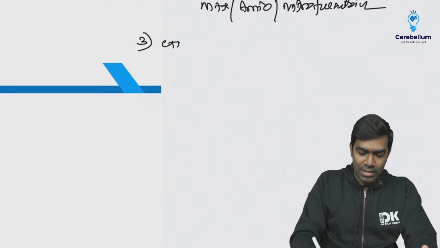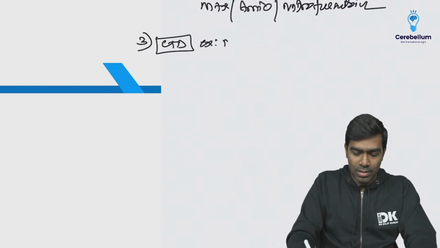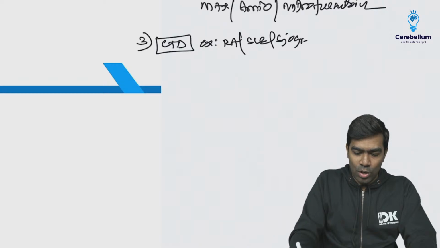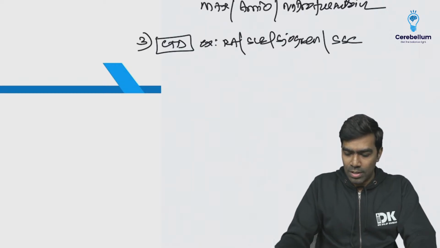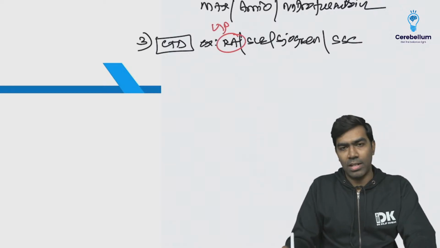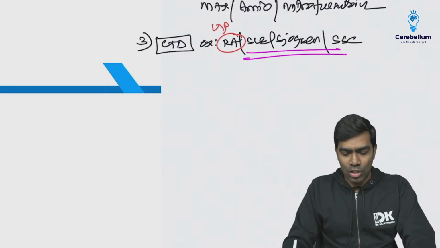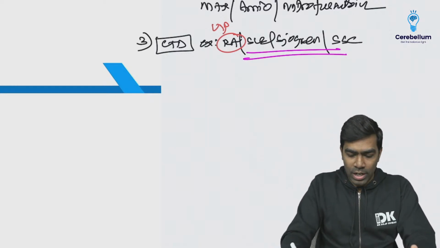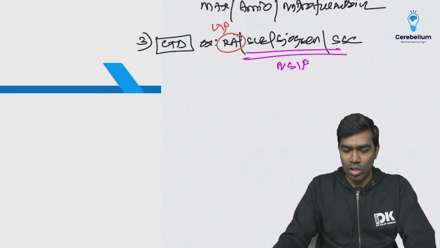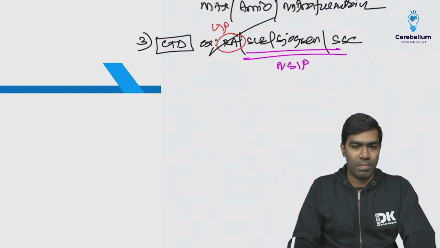ILDs due to CTDs, connective tissue disorders, for example rheumatoid arthritis, SLE, Sjogren, scleroderma, systemic sclerosis. The most important point is that rheumatoid arthritis tends to produce a UIP pattern, that is usual interstitial pneumonia pattern, whereas other disorders like SLE, Sjogren, and systemic sclerosis tend to produce an NSIP pattern, non-specific interstitial pneumonia pattern. But in RA alone, most commonly you will get a UIP pattern.